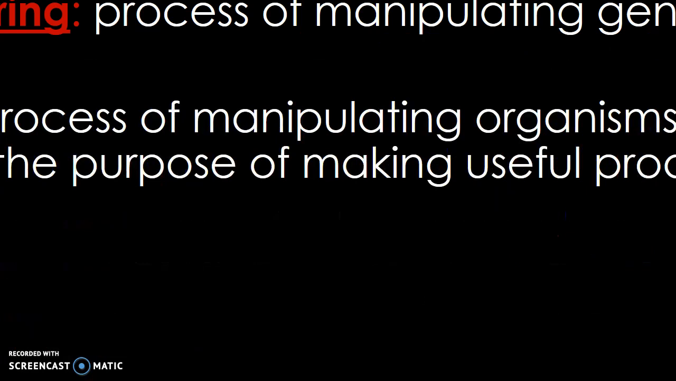Okay, key terms. So key terms are genetic engineering, and what genetic engineering is, it's a process of manipulating genes and genomes. So genetically changing those genes and changing the genome. And then biotechnology is a process of manipulating organisms or their components for the purpose of making useful products. So biotechnology is a new and exciting field, and there's so much to learn and still so much to discover.